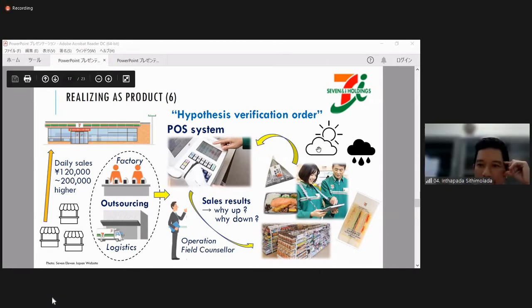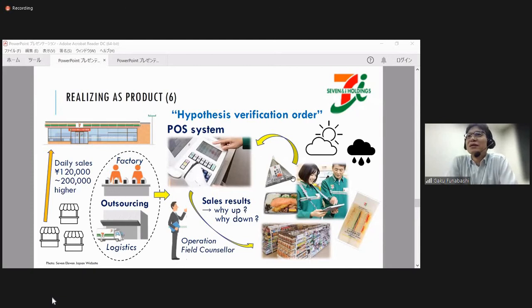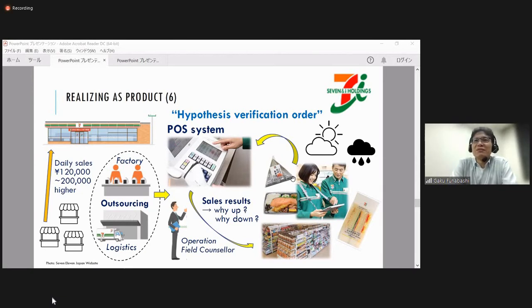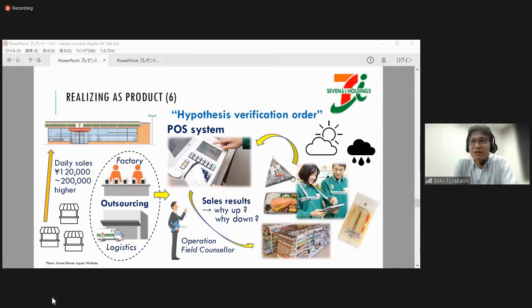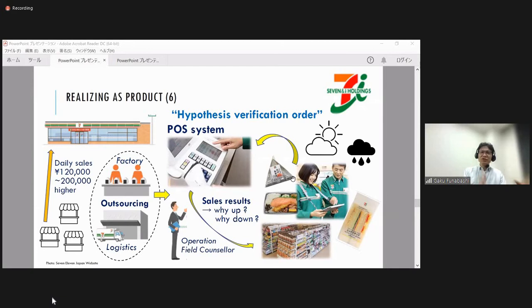Professor, may I ask? Yes, Mr. Intapada? About 7-Eleven? Yes. The founder or the original of 7-Eleven is from the USA or not? Yes. I'm not sure. Yes, originally 7-Eleven is from the US. And it is a franchise business? It's a franchise business. And the Japanese have to buy the franchise from the USA, right? Yes, it started in the US.